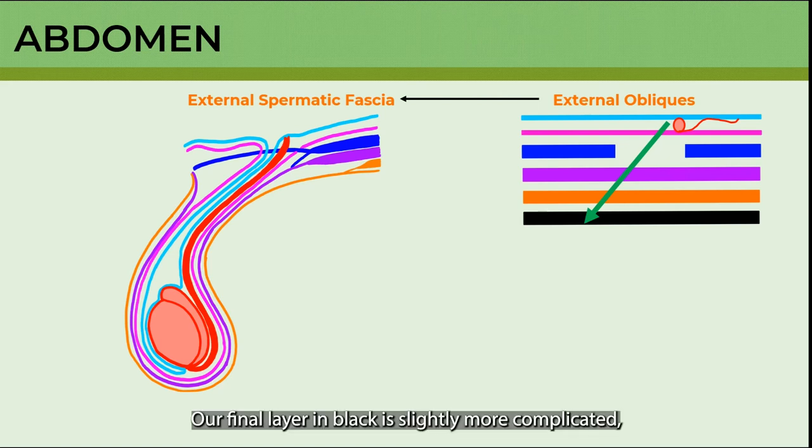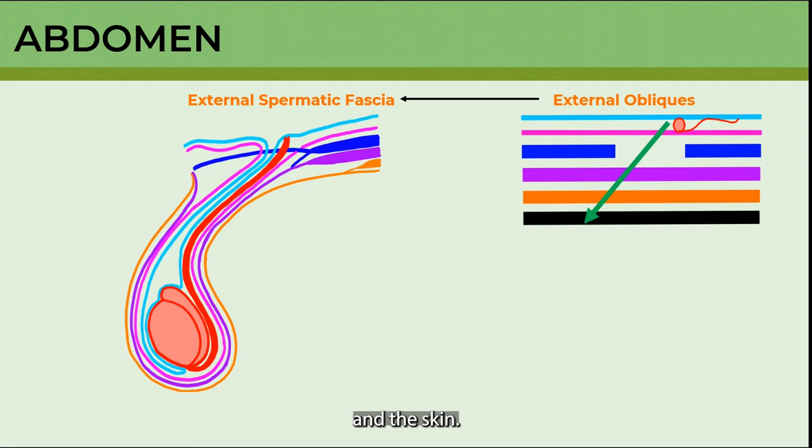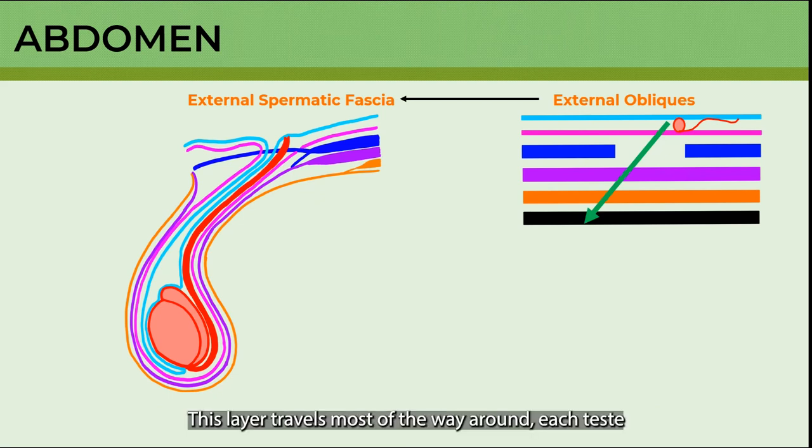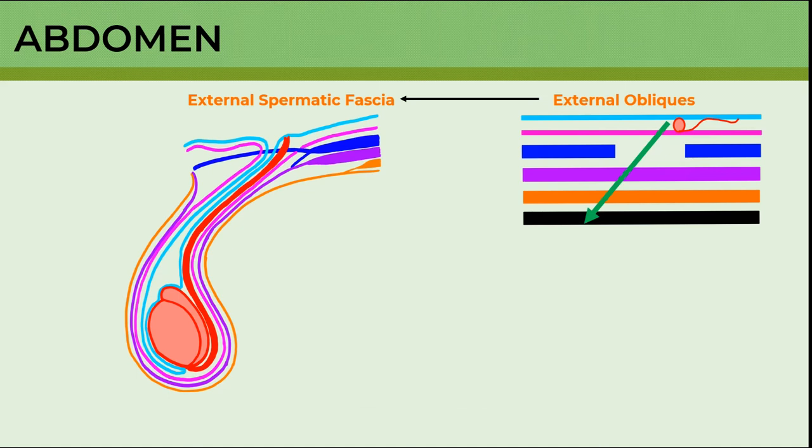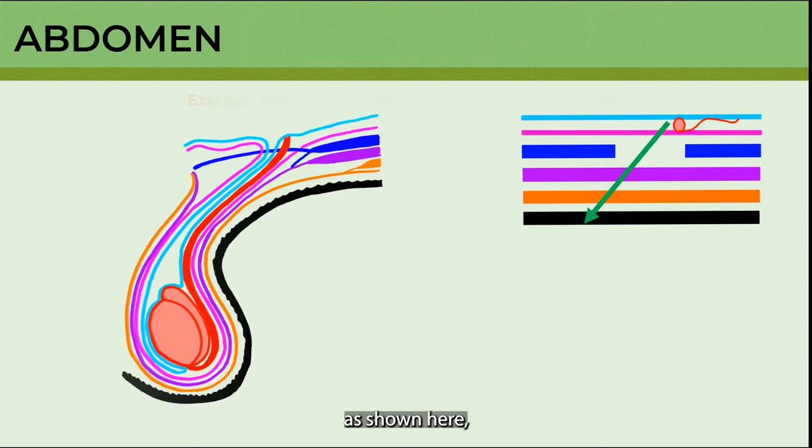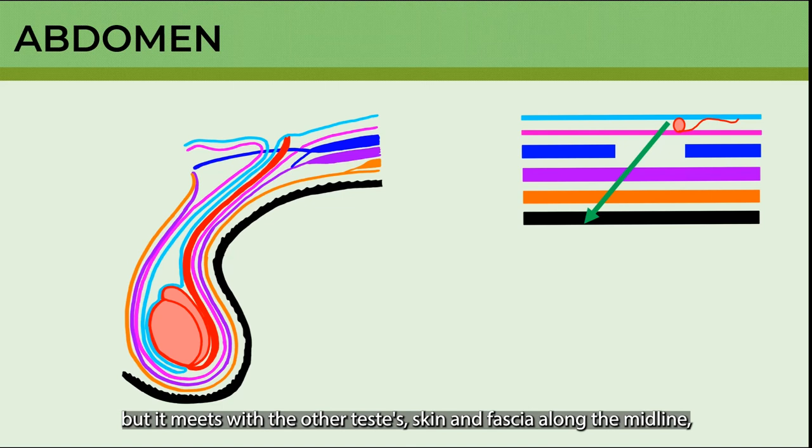Our final layer in black is slightly more complicated, as this is the most superficial layer, made up of scarpa fascia and the skin. This layer travels most of the way around each testes, as shown here. But it meets with the other testes' skin and fascia along the midline, enclosing both testes together in the scrotal sac. The line at which they meet is called the scrotal raphe.